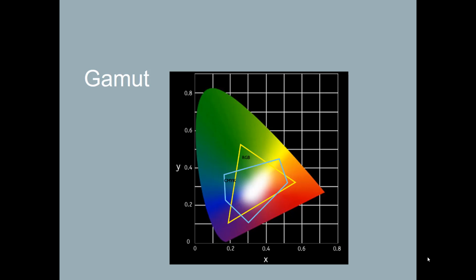So the term gamut refers to all the colors that can be made inside that yellow triangle, which are the gamut for red, green, and blue. All the colors that can be made by CMYK are in that blue space. And that's the gamut of print, 4-color print.